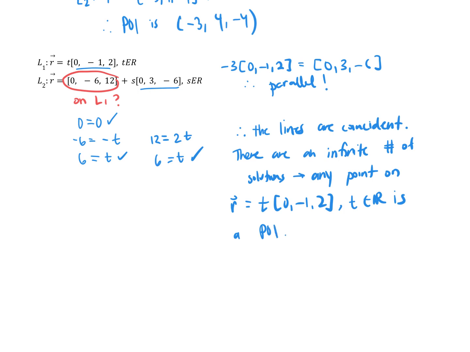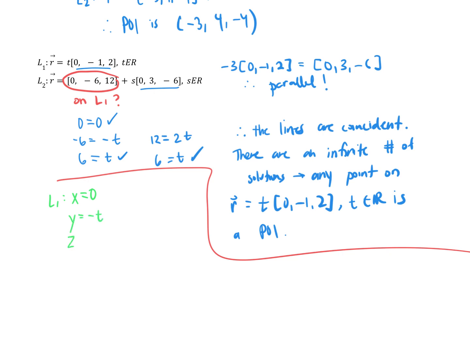And there we are. Now, let's say you didn't check the direction vectors first and you just went straight to solving. What would have happened? Because it's good to see that situation as well. So I'm going to write my parametric equations. X equals 0, y equals -t, z equals 2t, x equals 0 again, y equals -6 plus 3s, and z equals 12 minus 6s.